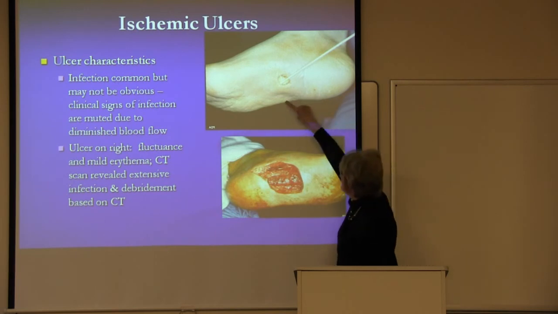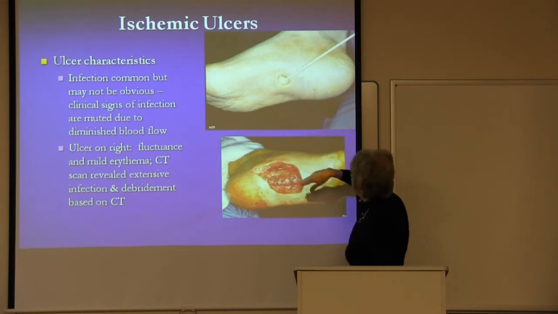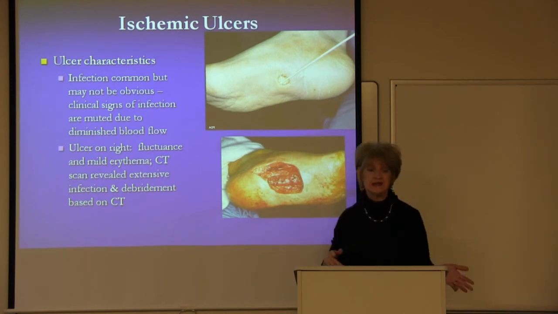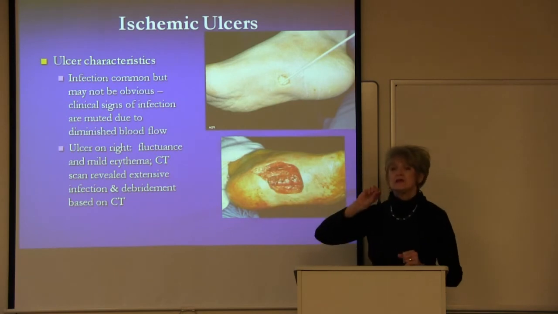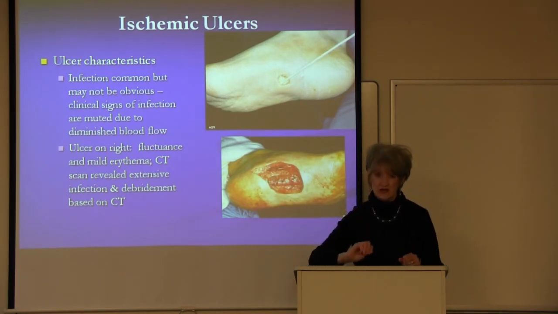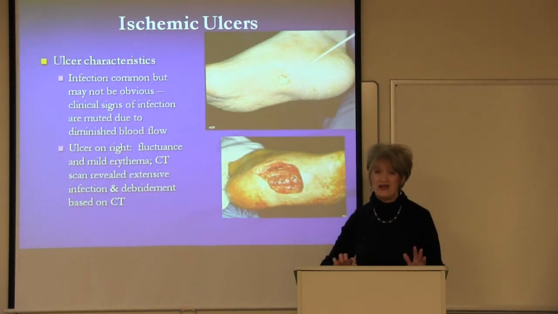However, when they took the cotton-tipped applicator, there was undermining all the way around. It was fluctuant to the touch. There was slight erythema. So they did a CT scan to determine the level of tissue damage, and then they debrided based on the CT scan. I want you to notice how much tissue was removed. So you have to be very, very alert to subtle indicators of infection. If you wait until it's bright red and hot, it's way too late. You're looking for very faint erythema, slight induration.